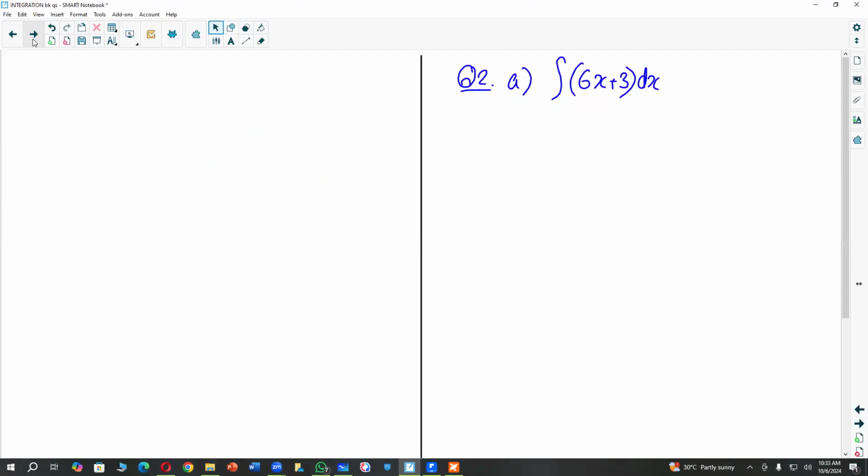Now look at this 6x plus 3, question number 2a. Copy this question. Done. So now you can solve it on your own and then you compare it from the screen.